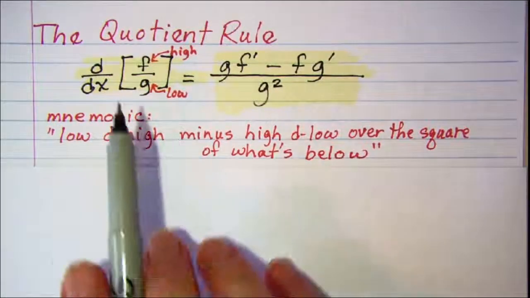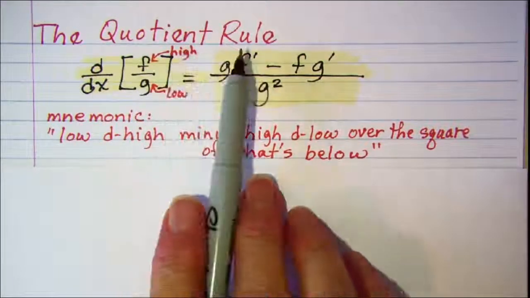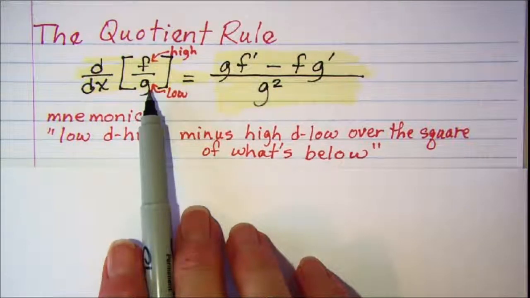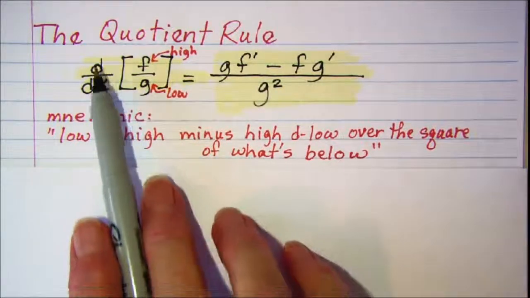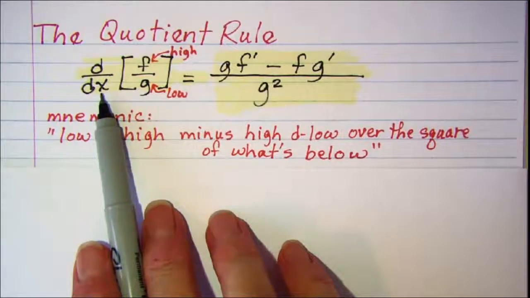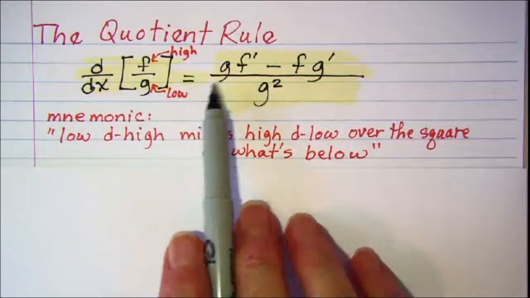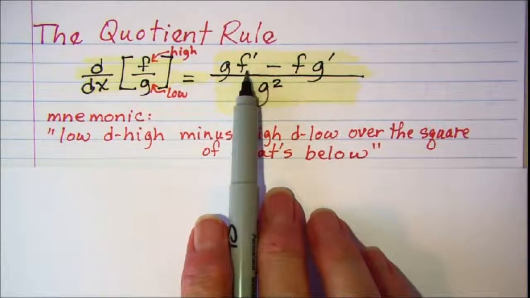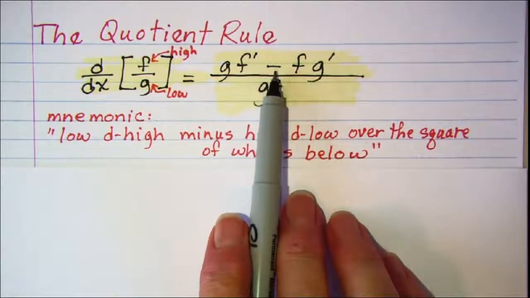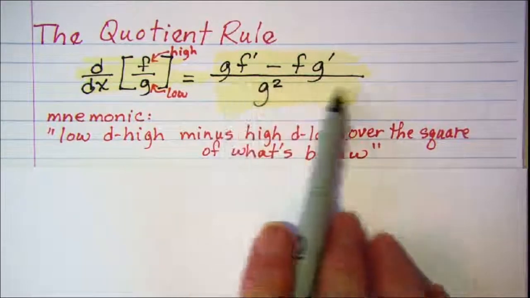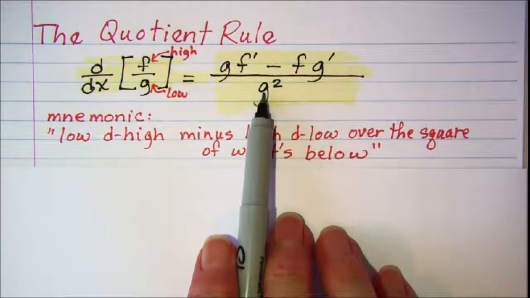In this video, we'll be talking about the quotient rule, the rule for finding derivatives of a quotient. The rule is the derivative with respect to x of f divided by g is g times the derivative of f minus f times the derivative of g, all divided by the square of g.